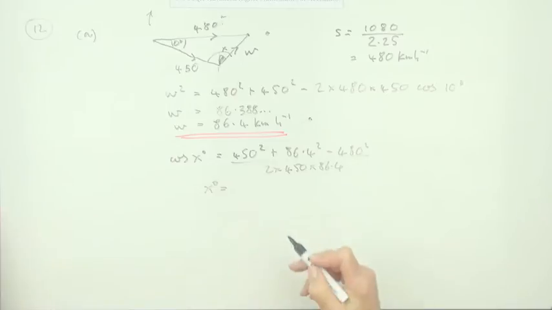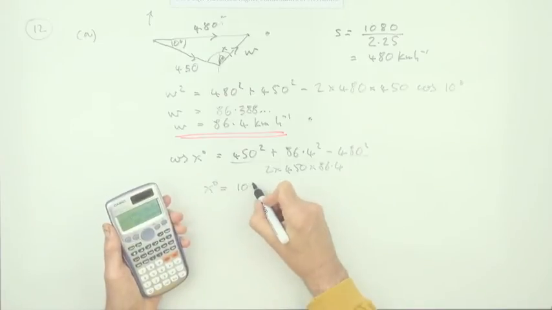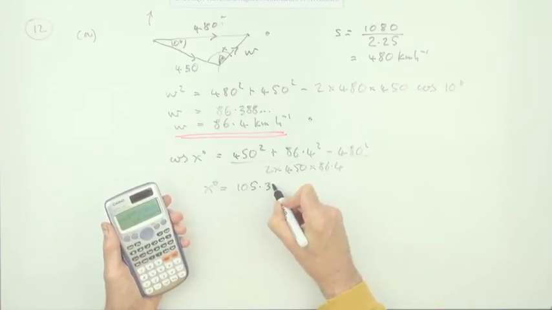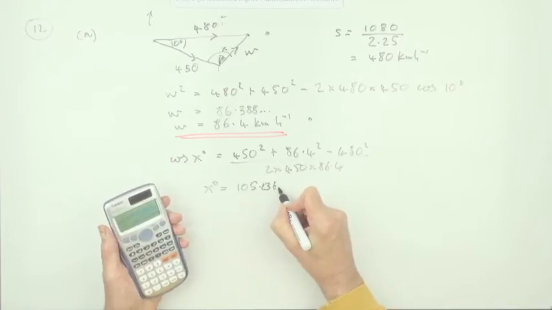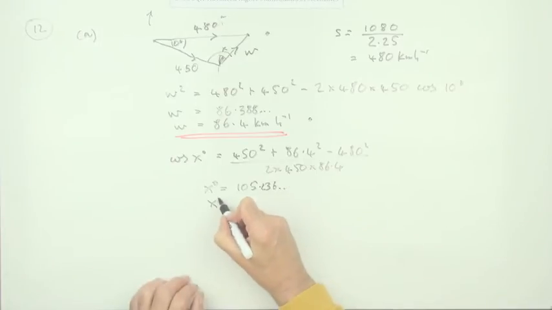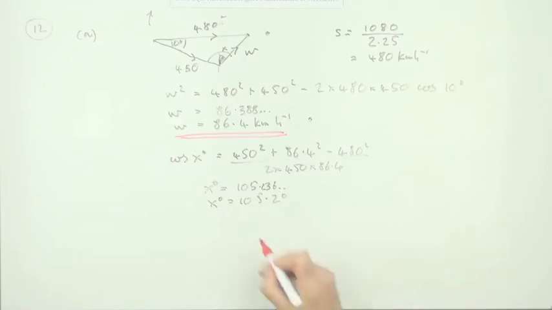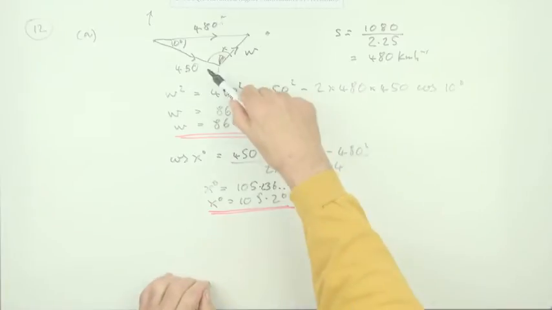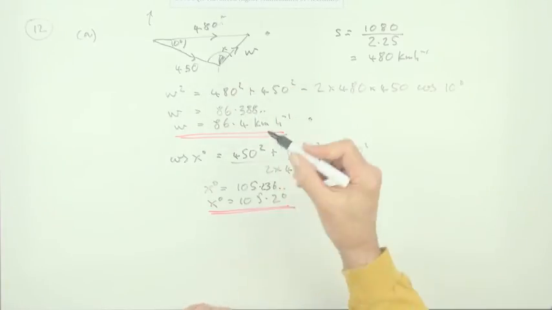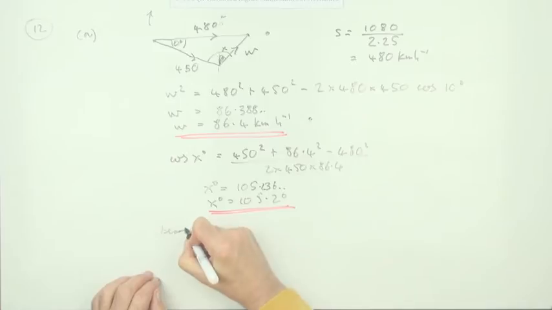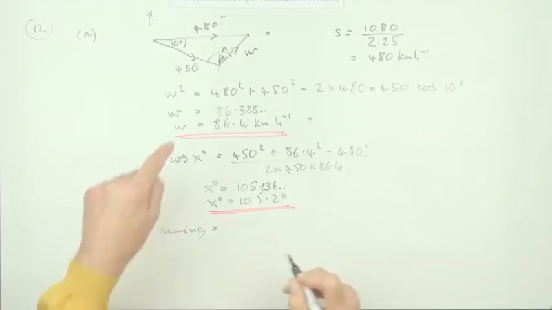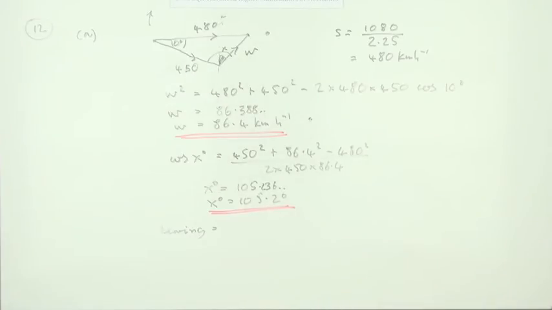But of course, when you put that into your calculator, you're going to do inverse cos of all of that. And when you press equals, you get 105.236 and so on. So you get 105.2 degrees. But that's not the bearing. That's this whole angle here. So to get the bearing itself, you'll have to play about with this triangle now.